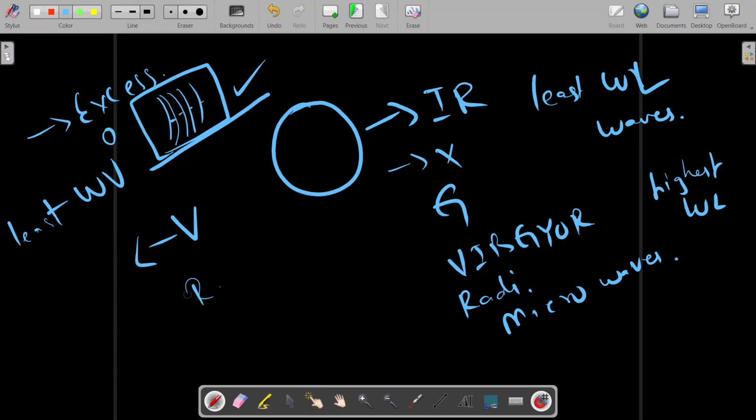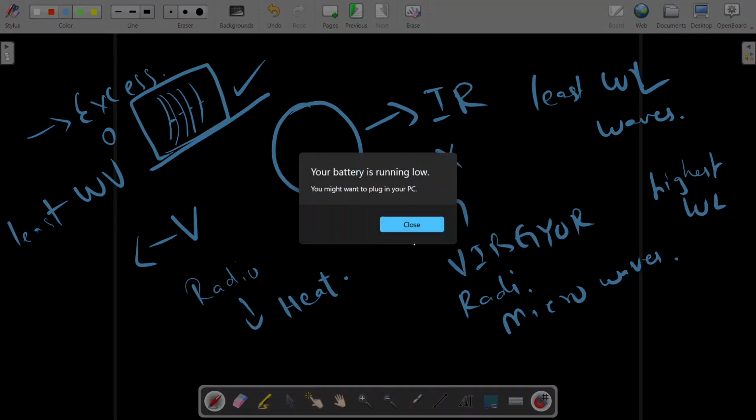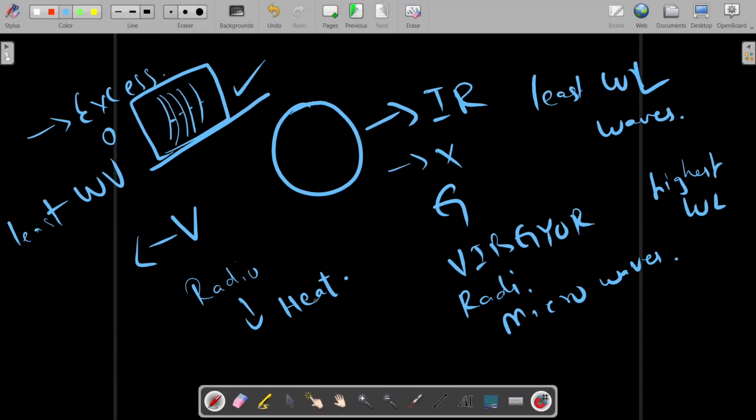That's why radio waves, though they travel even at night or in the morning, don't have heat. If they really had heat, even at night we would be feeling the heat. But night is cool, right? Next one.